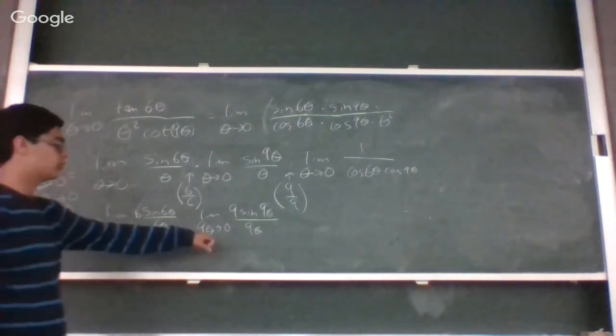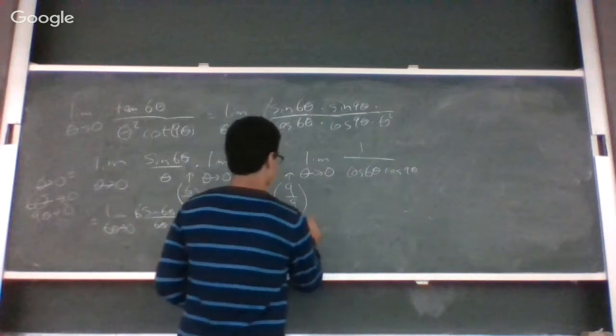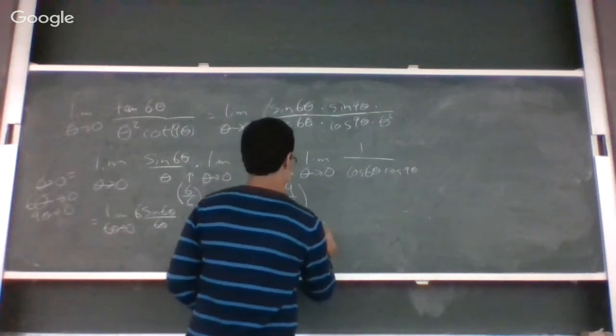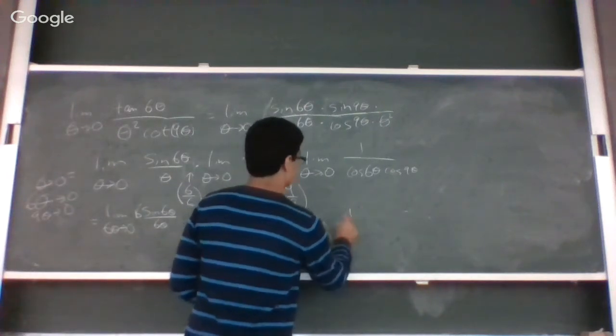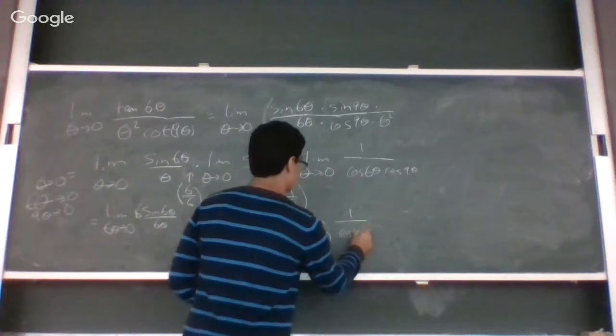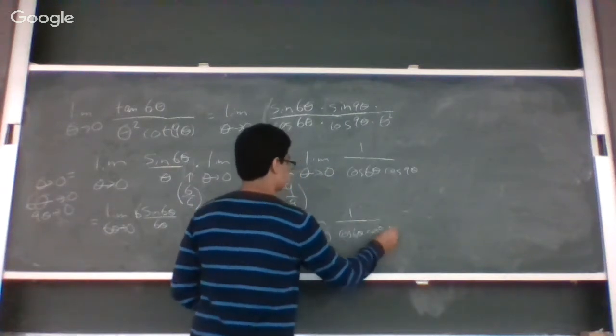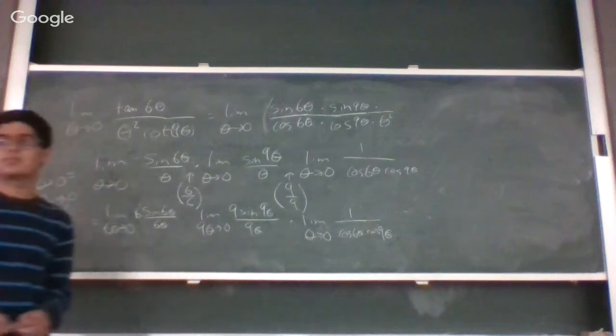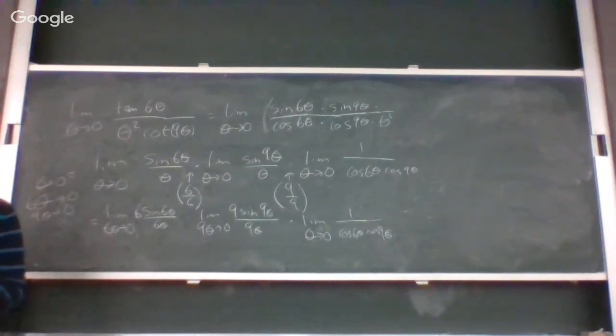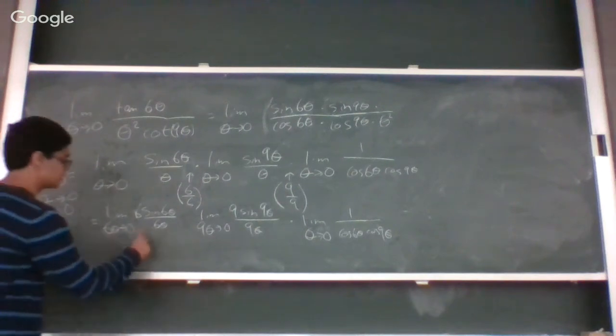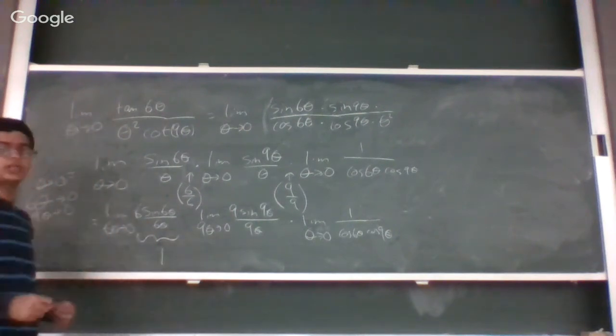Because one has 6 theta, one has 9 theta, and this one still just says as theta approaches 0, 1 over cosine of 6 theta cosine of 9 theta. We don't need to separate it, even for the cosine, we don't need to make it 6. No, I mean, yeah, it's the same. So this tells us that this approaches 1.